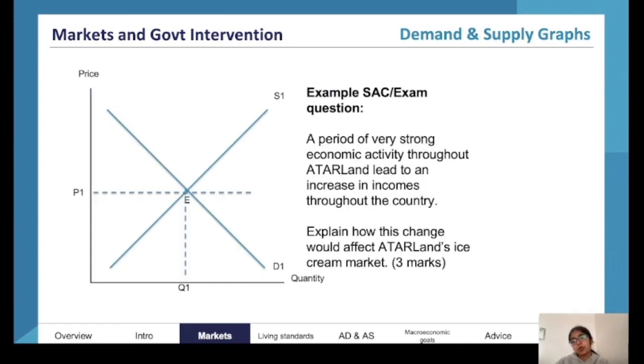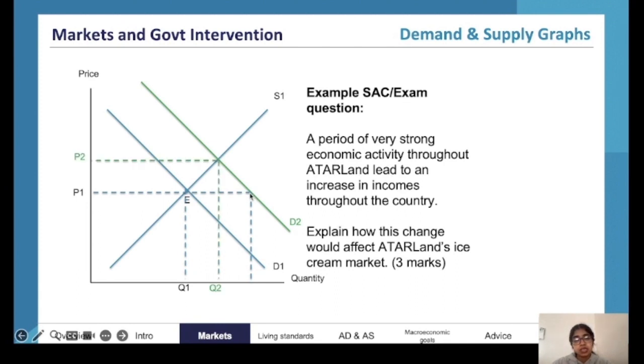So this is an example of a SAC or exam question. Let's say there's strong economic activity through ATAR, and that results in more income. More incomes means that more people are able to afford ice cream. So demand shifts right. At any given price of ice cream, more people are willing and able to buy it.